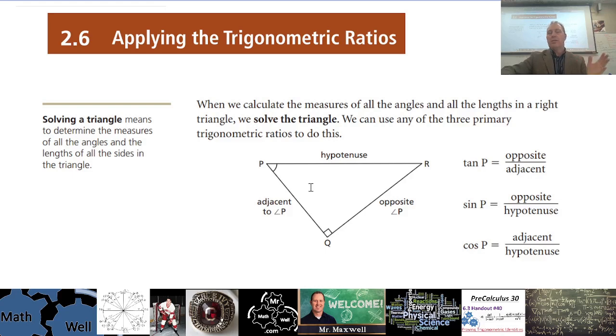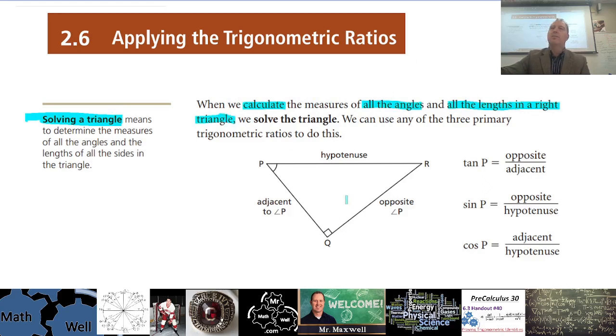When you see or hear the phrase solve the triangle, or solving a triangle, that means to find all of the angles and all of the sides of the triangle. So it means all three angles and all three side lengths. We'll have to use a combination of sine, cos, and tan to do that. If you're writing this down in your notes, solving a triangle is calculating all the angles and all the lengths in a right triangle. That's solving a right triangle.